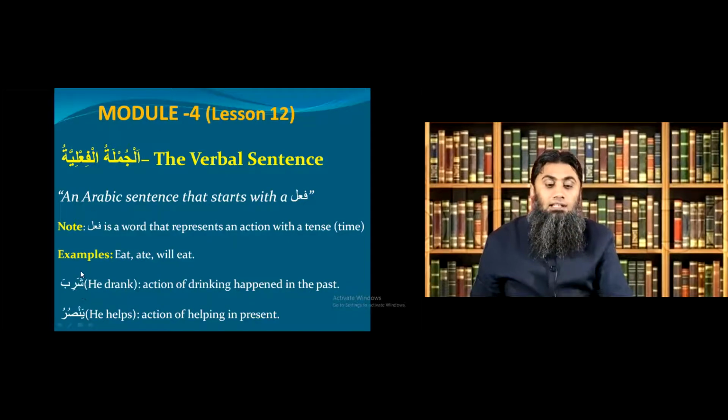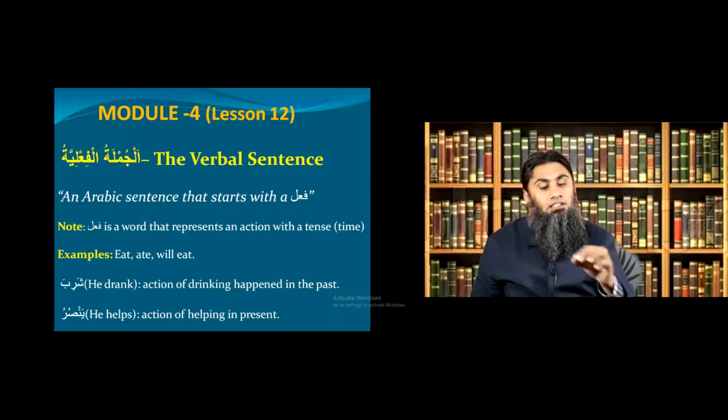Arabic examples: shariba, he drank. So shariba is a fail. Why? Because it represents the action of drinking, and it has a time element or tense, and that is past, drank. Yansuru. Yansuru is a fail. Why? It represents an action which is helping, and it has a tense or time element, and that is present. So these are some Arabic examples. Inshallah, we'll see them and discuss them in detail in this module.